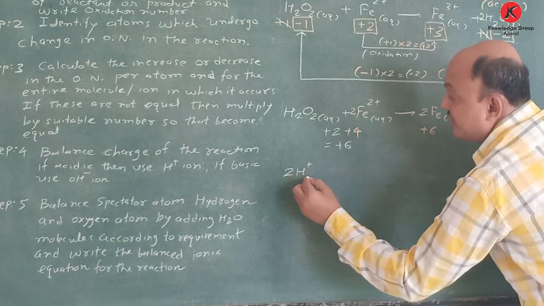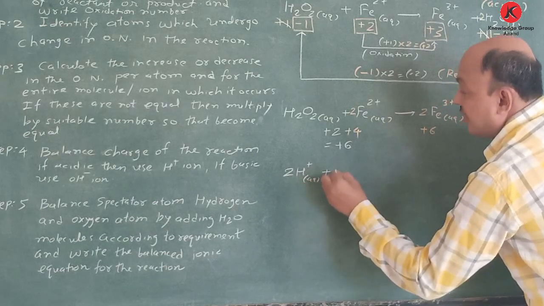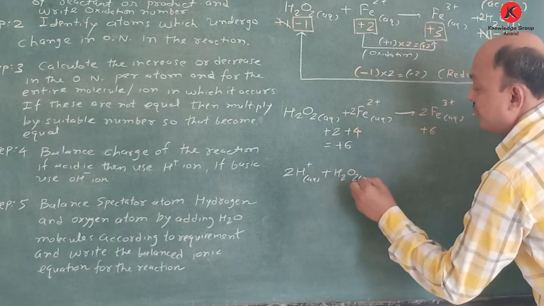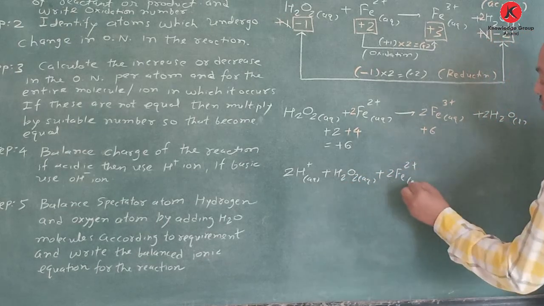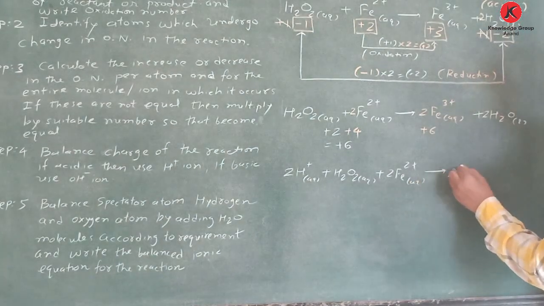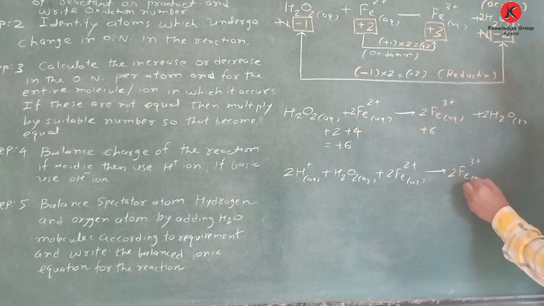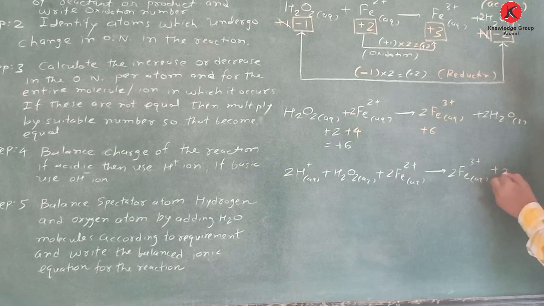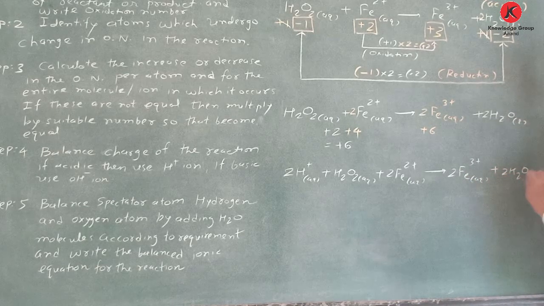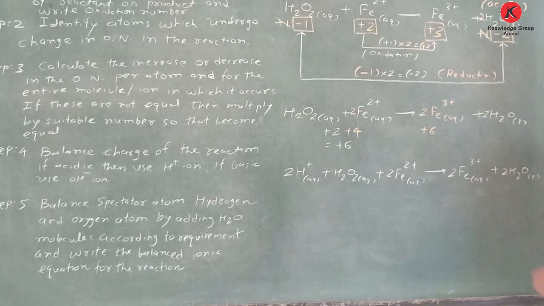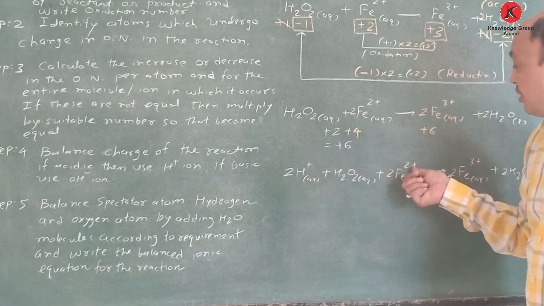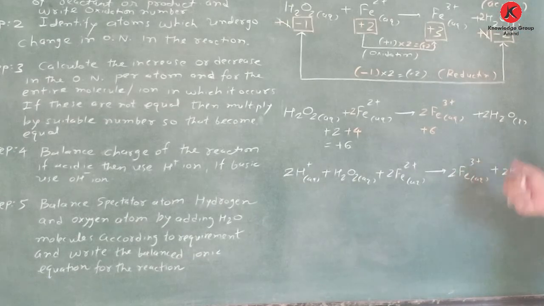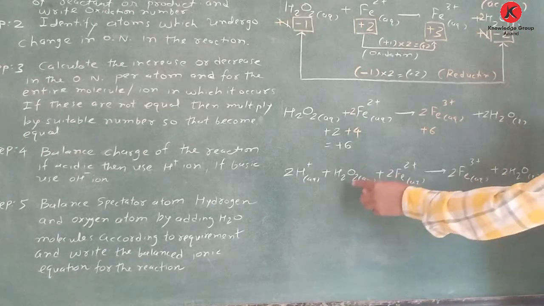So 2H plus aqueous plus H2O2 aqueous plus 2Fe2+ aqueous gives 2Fe3+ aqueous plus 2H2O liquid. Okay, so step 4 is also completed. Now check the charge. Plus 1 into 2 plus 2, 2 to the 4, 4 plus 2 that is 6, 3 to the 6. So on both sides the charge is plus 6, plus 6.